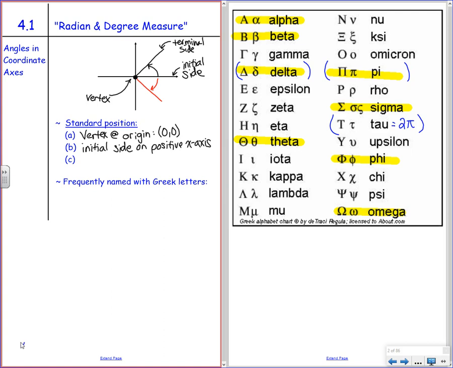But the third standard position characteristic has to do with the rotation. Let's first talk about a positive rotation. If positive is one way, then negative will be the other way. So a positive angle, which is an angle with a positive rotation, is being measured, or is rotating, counterclockwise.